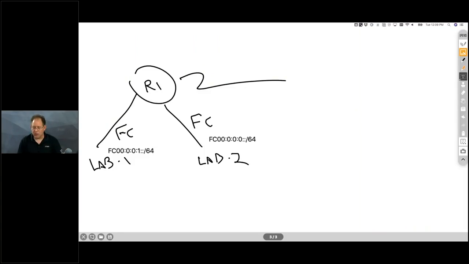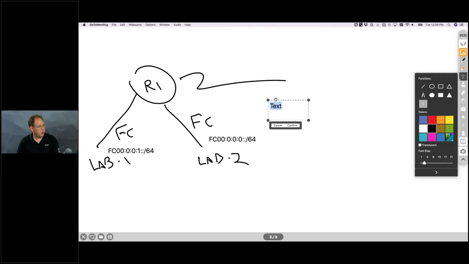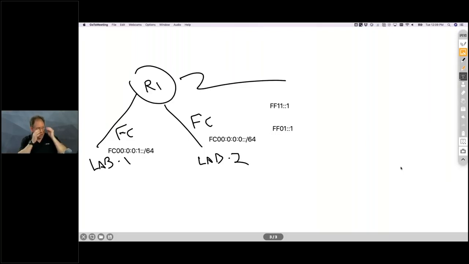All right, 2 more questions here. In IPv6 multicasting, is this a valid address? Okay, so the addresses given in this question were FF11:1 and FF01:1. Are they valid addresses? Well, yeah, they're valid addresses, but they mean 2 different things.